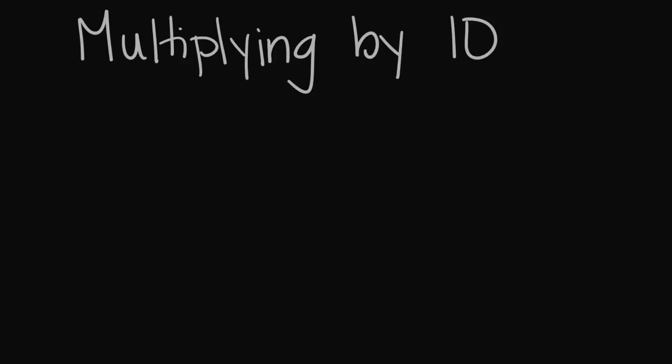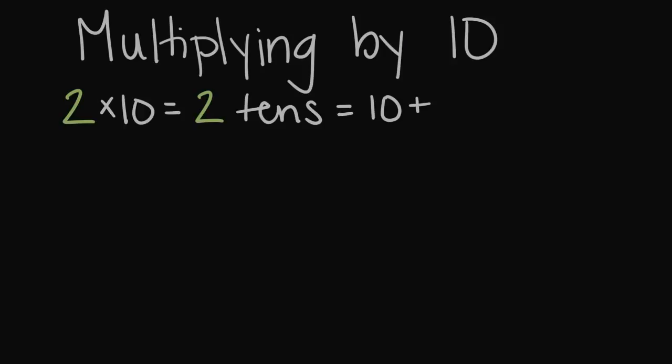Let's start with something like 2 times 10. And maybe we know the solution, but let's think about more than just the solution. Let's think about what it really means to multiply 2 times 10. 2 times 10 means we have 2 tens. Or we have a 10 plus another 10, which is equal to 20.